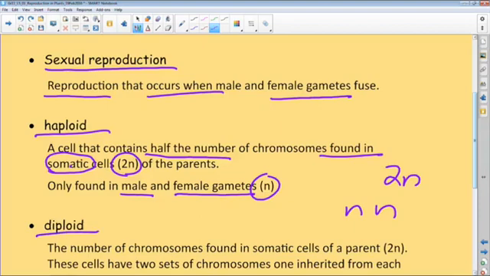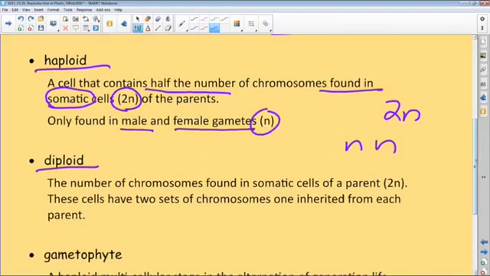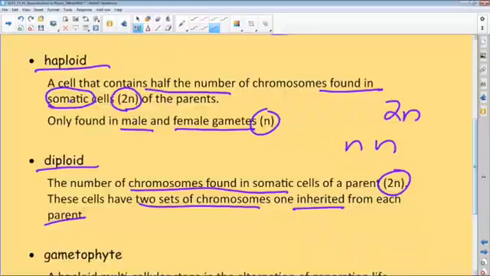Okay, so we have a diploid cell, which is the number of chromosomes that is found in a somatic cell. That's ours. So 2N, there we go again. These cells have 2 sets of chromosomes, one inherited from each parent. Like I told you, sperm has an N cell, egg has an N cell. They come together to form a zygote, which is 2N. That's quite cool, huh?